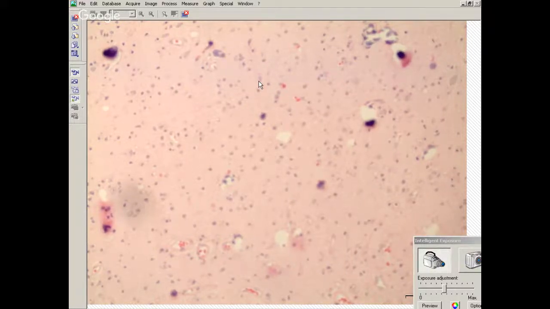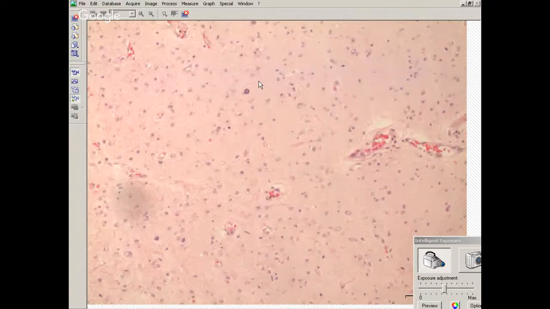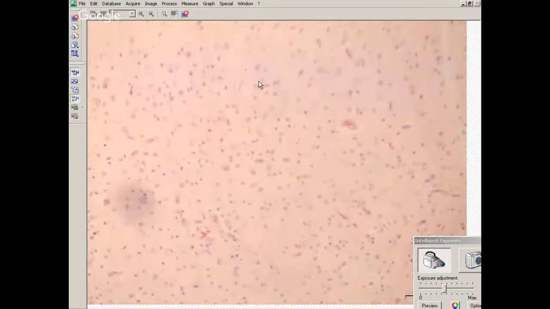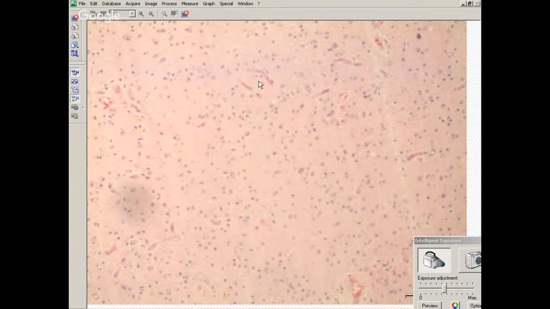So would you want to get an IDH mutation? The IDH1 R132H is an antibody that you can use to stain astrocytic tumors, oligodendrogliomas, diffuse astrocytomas. So how would you expect this to mark with an IDH1 R132H antibody? Do you have any idea?